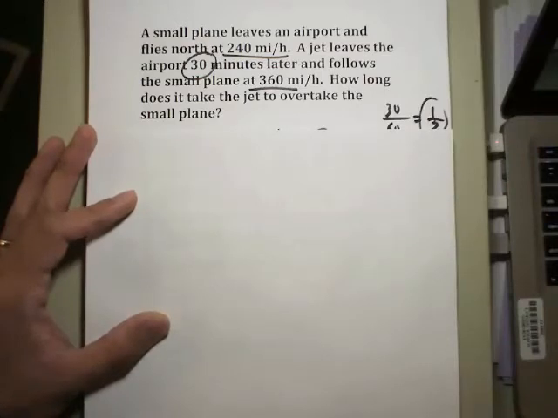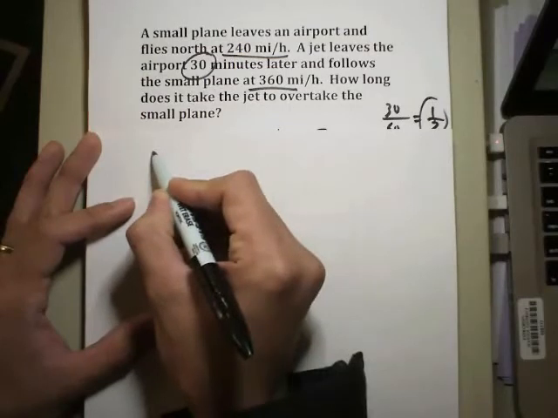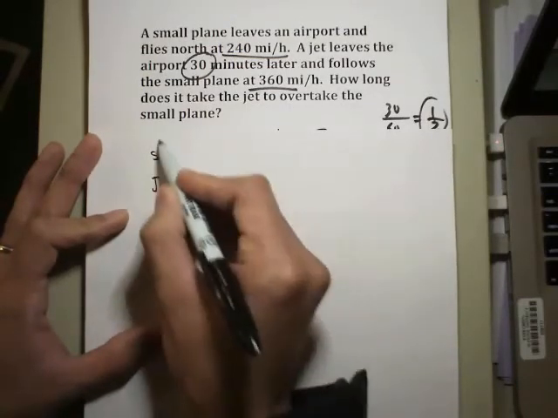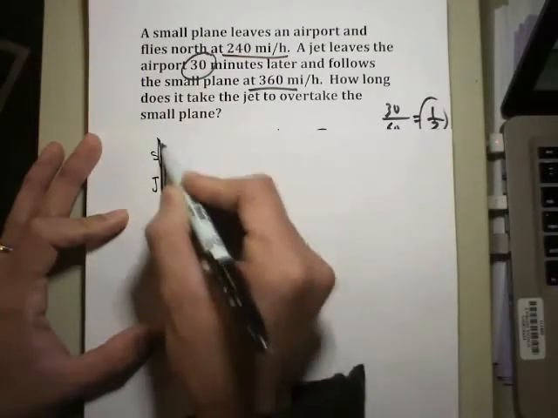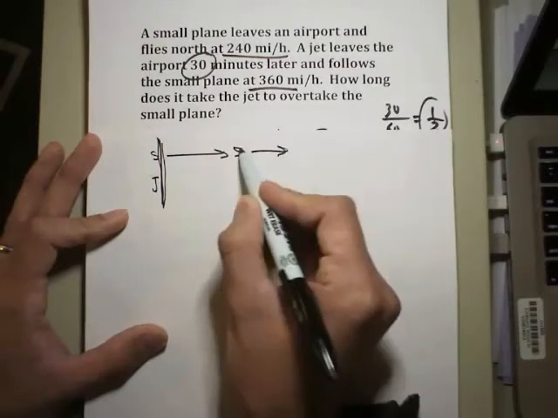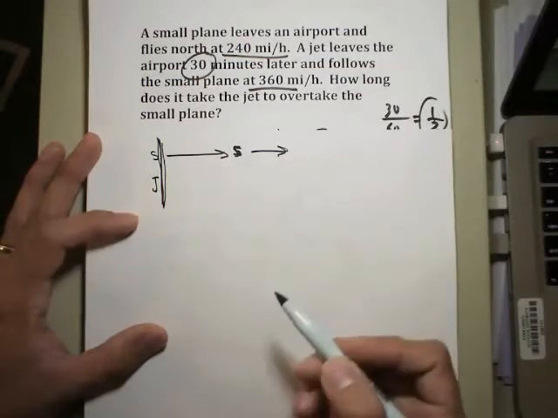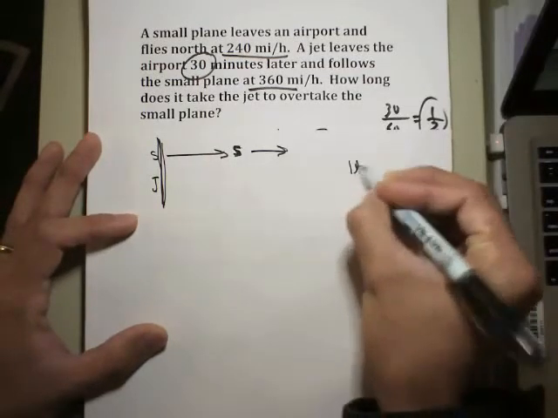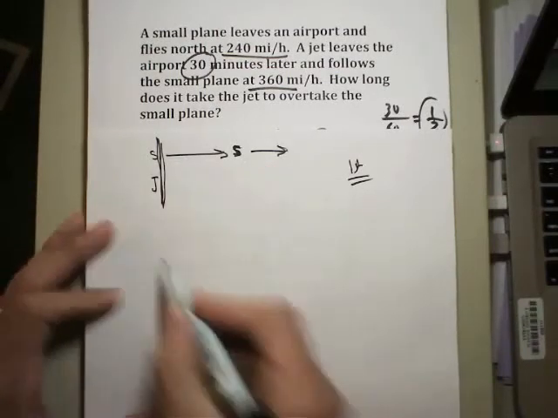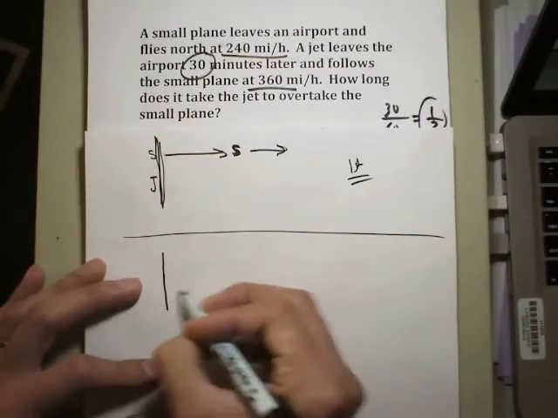So pretend here that, of course, for the jet and the small plane, I'm just going to go ahead and use the letter S for the small plane, and the letter J for the jet. They are at the same starting point, but of course the small plane gets to take off first. While the jet is waiting, it says, you know what, since you're slower, I'm going to let you go first. So this is the first snapshot of what's going on. This small plane takes off first.